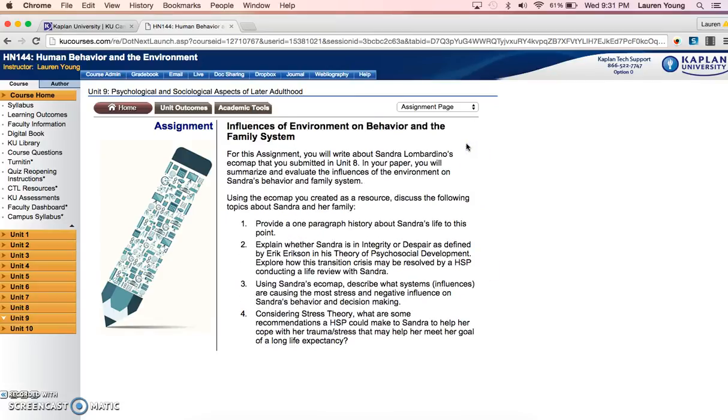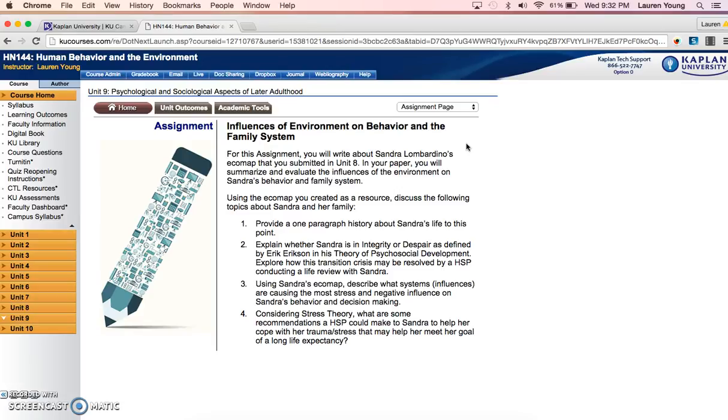The title of your paper is Influences of Environment on Behavior and the Family System. For this assignment, we will visit Sandra Lombardino once again and use your eco map as a foundation to write your paper. You will summarize and evaluate the influences of the environment on Sandra's behavior and family system. Instead of doing it visually as you did in your eco map, we'll now be writing about it in 8 paragraphs making up your paper. Let's go through each paragraph one by one.